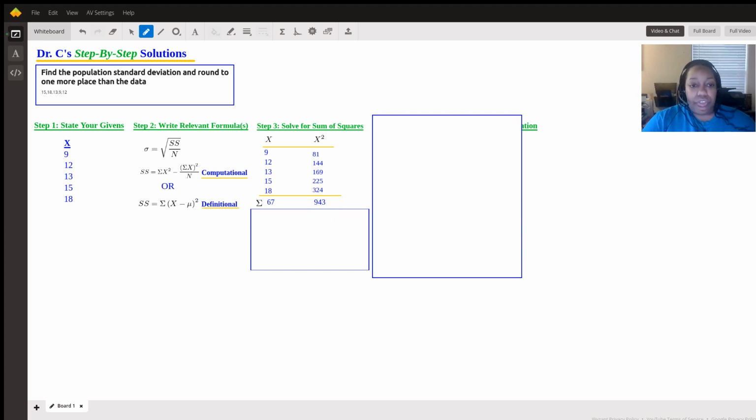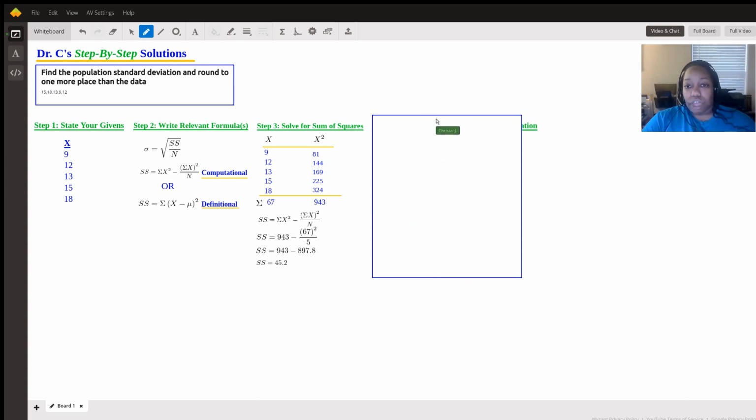After you do that, we're just plugging in the numbers. Just to revisit, we have the sum of squares computational formula, which is the sum of x squared minus the sum of x, squared, divided by n. So we just plug in these values. The sum of x squared was 943, minus the sum of x, which was 67, squared, over 5. After we do that, we pretty much keep going. It's 943 minus 897.8, which essentially gives us a sum of squares of 45.2.